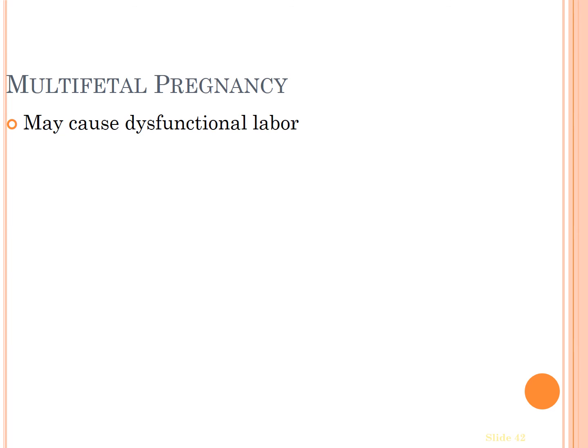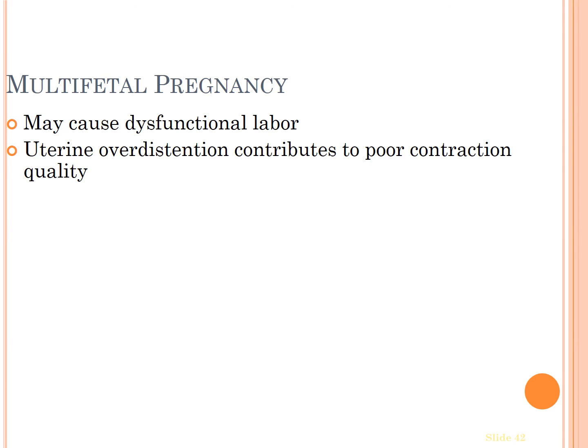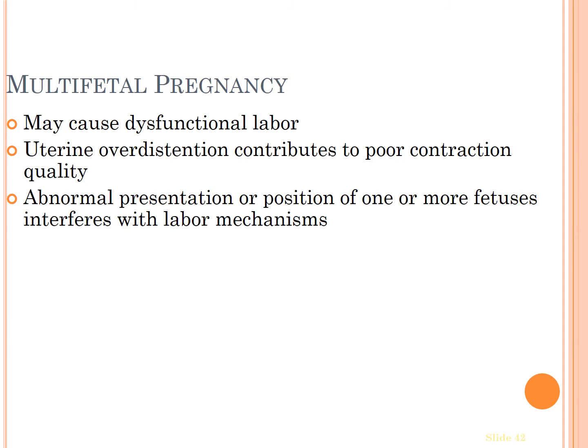Multifetal pregnancies can cause dysfunctional labor because there's overextension of the uterus. C-sections are not uncommon. It doesn't mean they all are C-sections, but they're not uncommon. And just because of that overextension, they're going to have more issues with dysfunctional labors, poor contraction quality. And then it's not unusual for one of the multiple fetuses to be in an abnormal presentation. Maybe the first one is head down and the next one's breech, okay? And so that plays a big part or can interfere with the labor and the delivery.